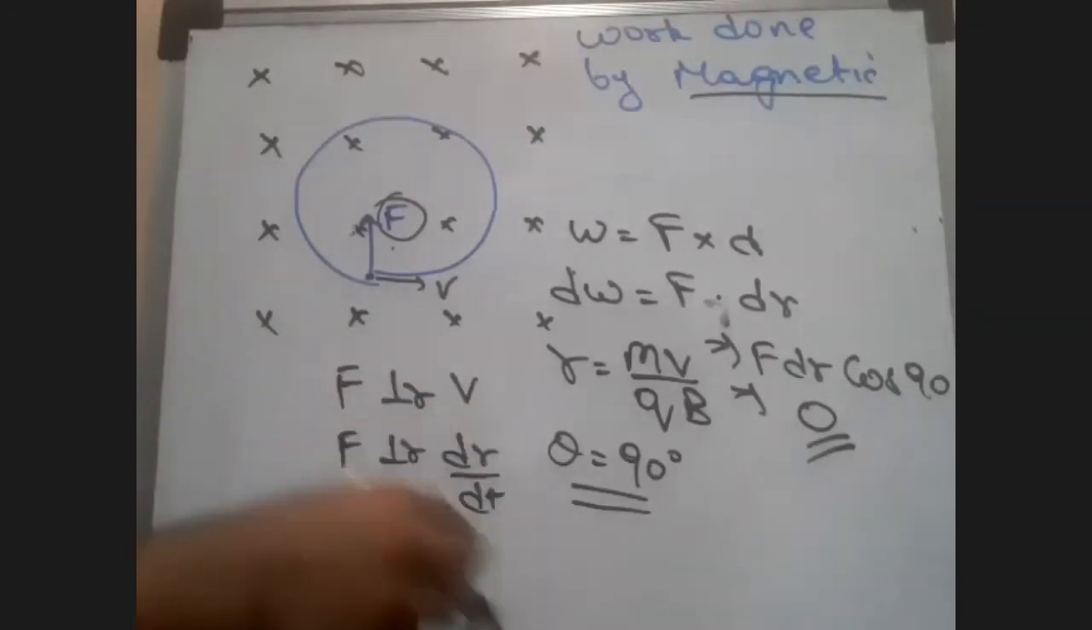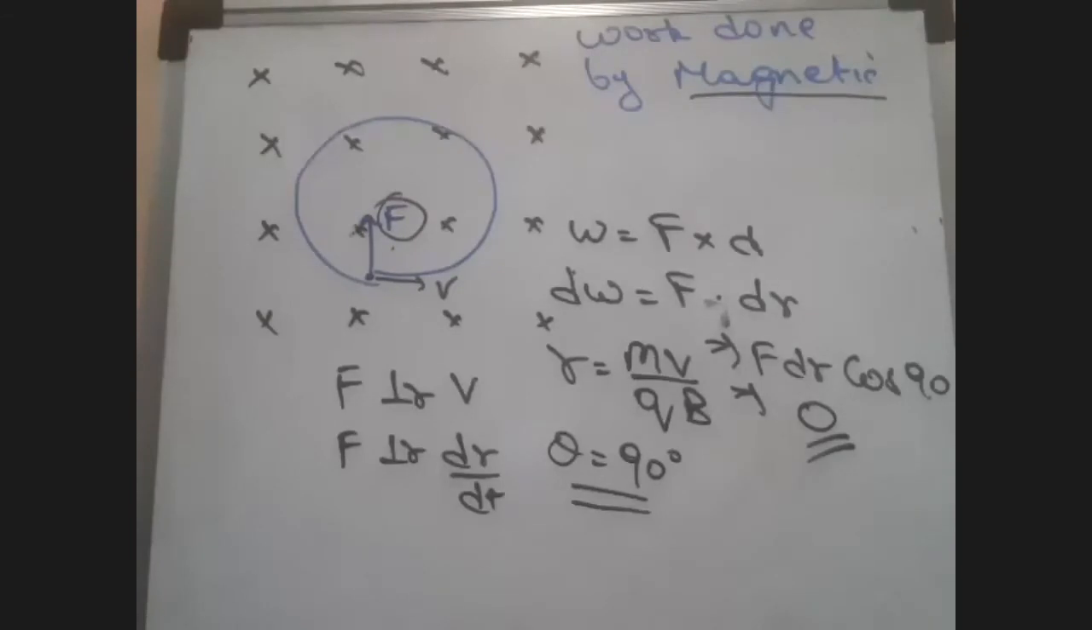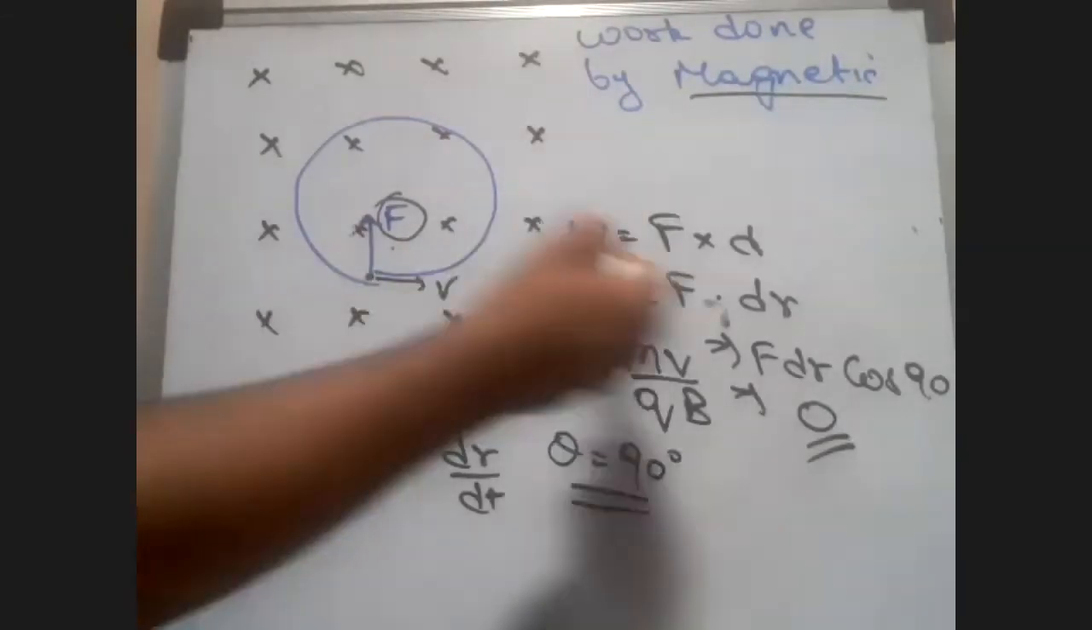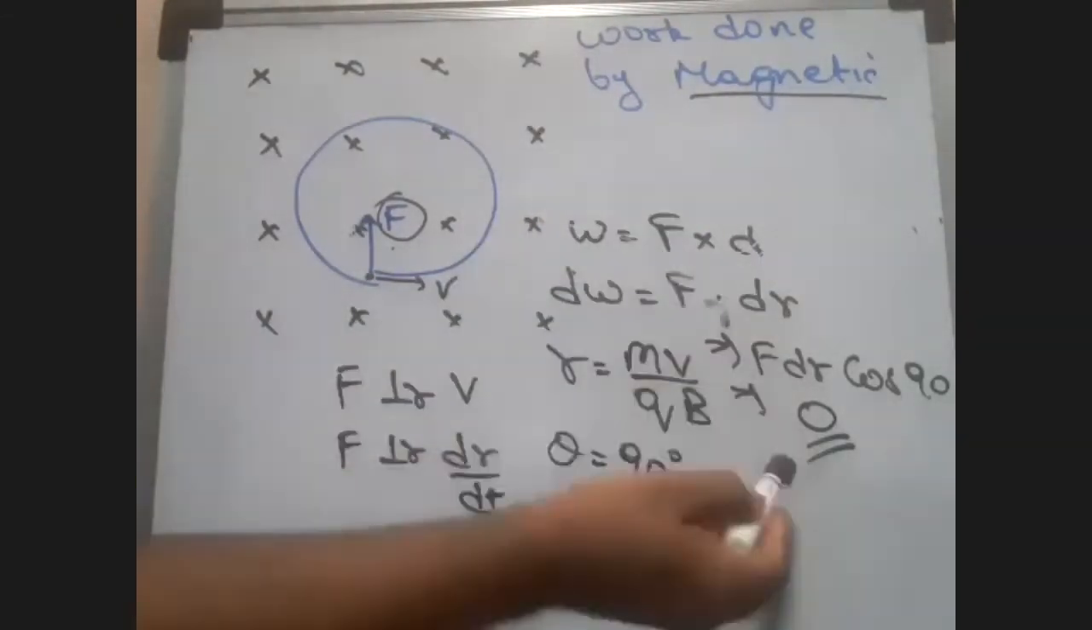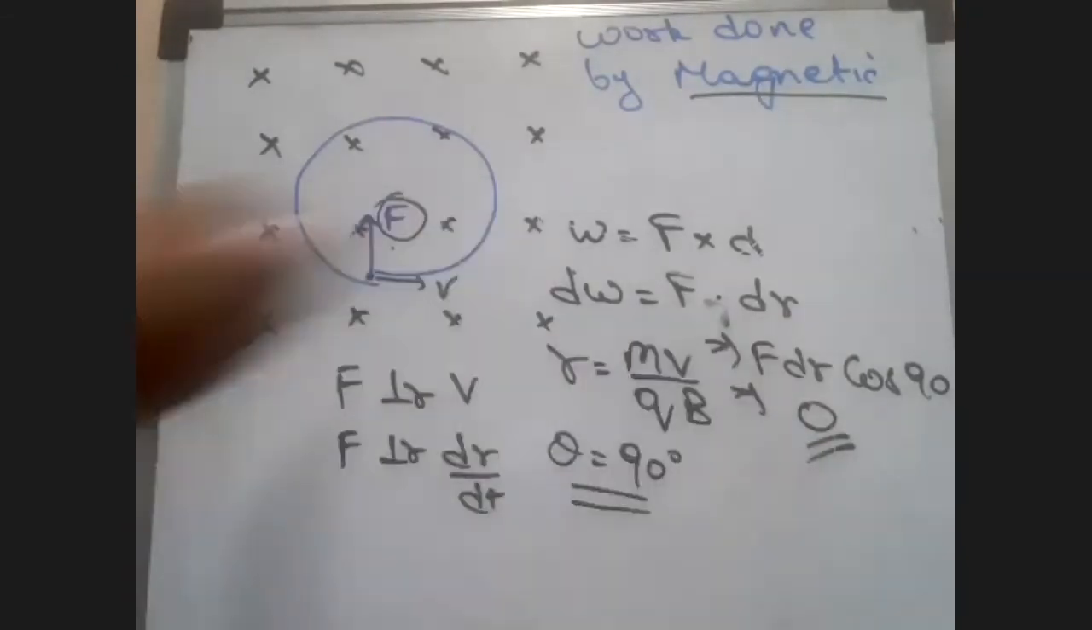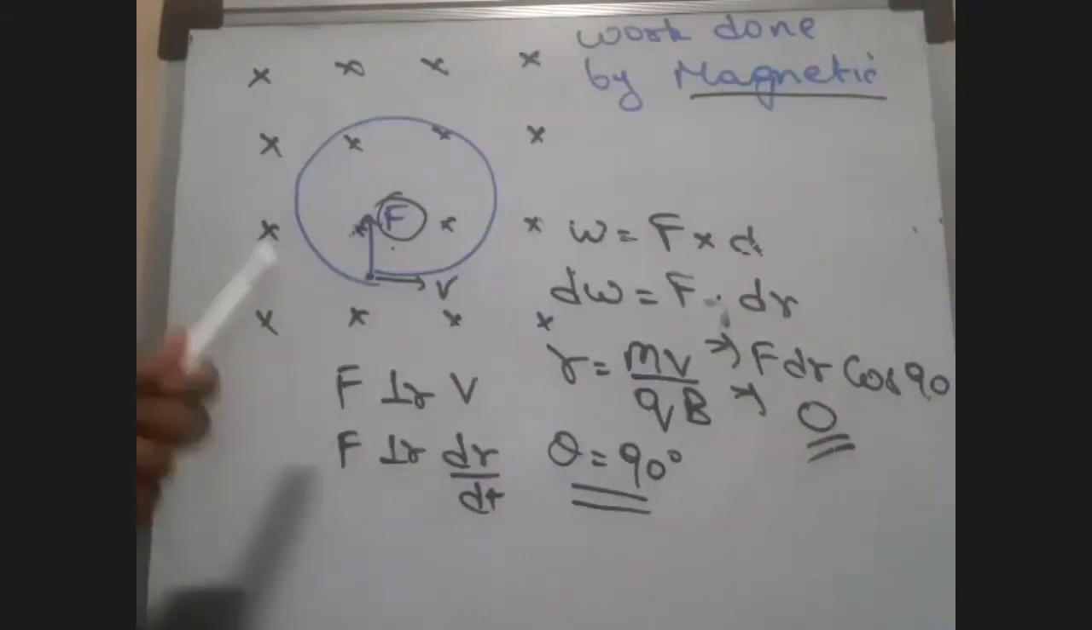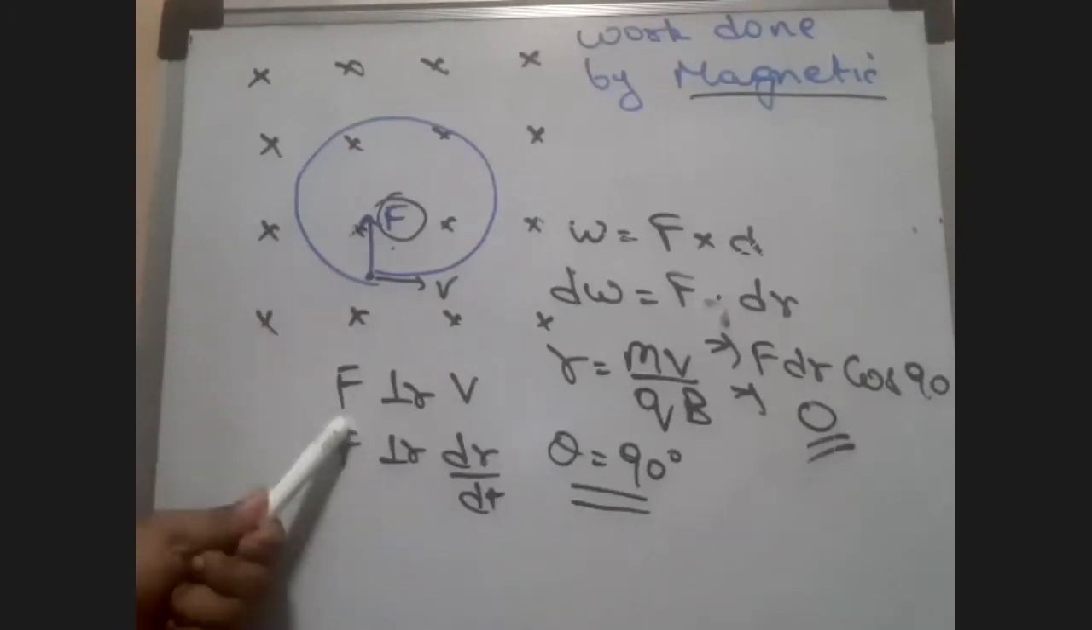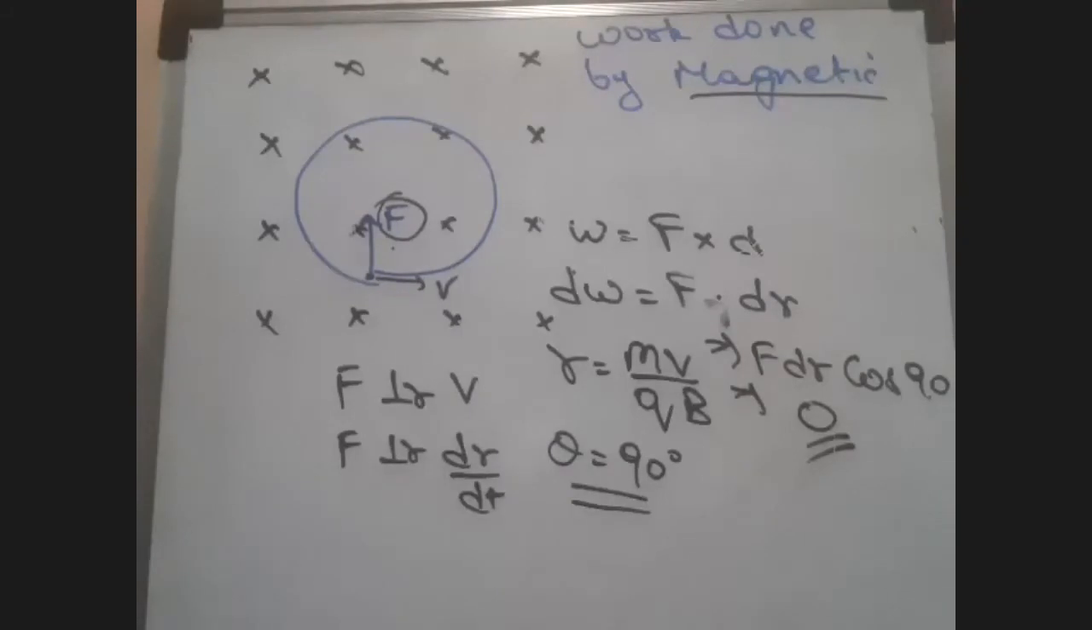Write V in terms of dr by dt. So is it conservative? We'll come to that topic. Don't worry. So right now, listen to me. If theta is equal to 90 degrees, if we understand that there is a 90 degree relation, then we can always say that the work done is equal to force into displacement, and it is going to be equal to 0. So always remember this, students, that the work done by a magnetic force on a charged particle is 0, as force is perpendicular to velocity.